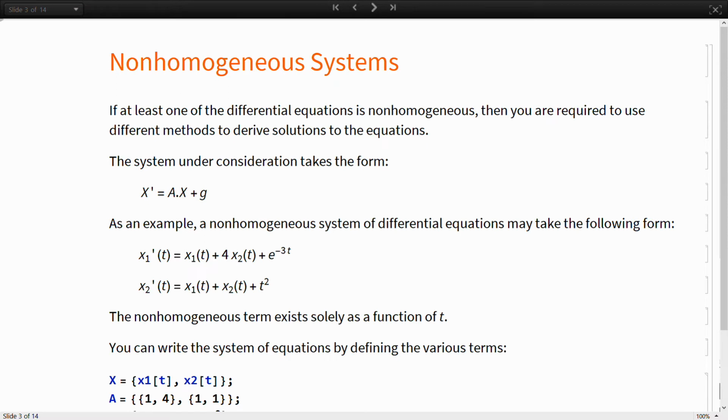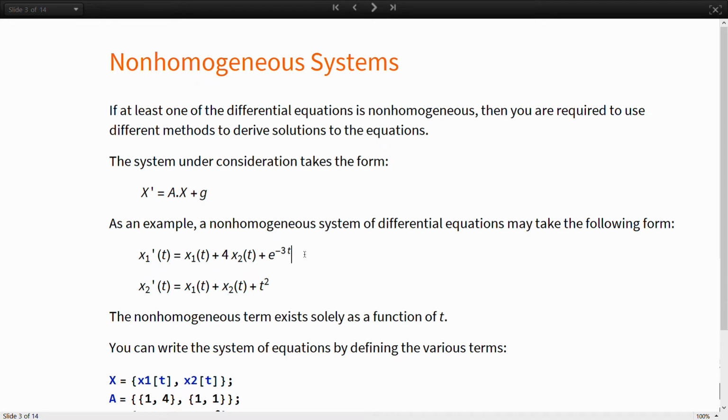If at least one of the differential equations in the system is non-homogeneous, then we can't use the methods from the last lesson, since they were for solving homogeneous systems of differential equations, so we are required to use different methods. A non-homogeneous system of differential equations can be written compactly in matrix form here, where the non-homogeneous term is represented by the vector G.